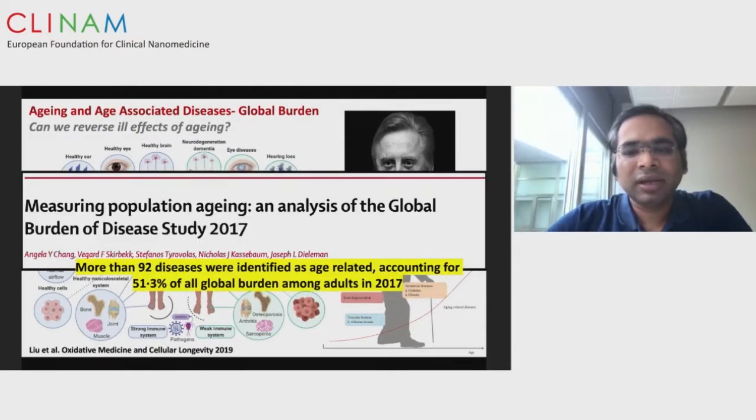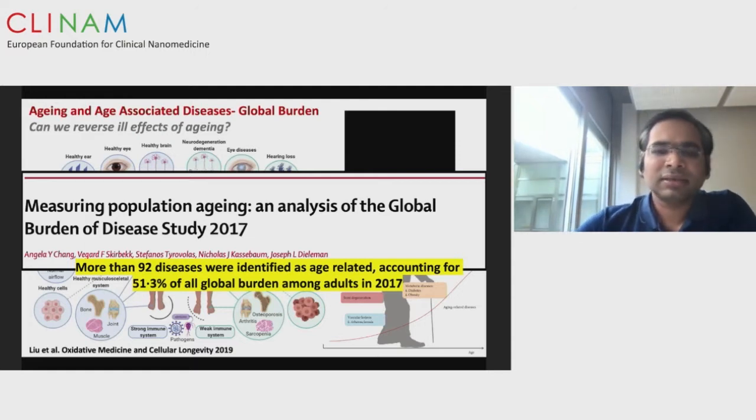And in 2017, more than 92 diseases were identified as age-related. And the way we have so far targeted these diseases is to target them individually. But you can imagine that targeting each and every disease individually leads to drug polymorphism, which has more negative effects than the positive or beneficial health effect.